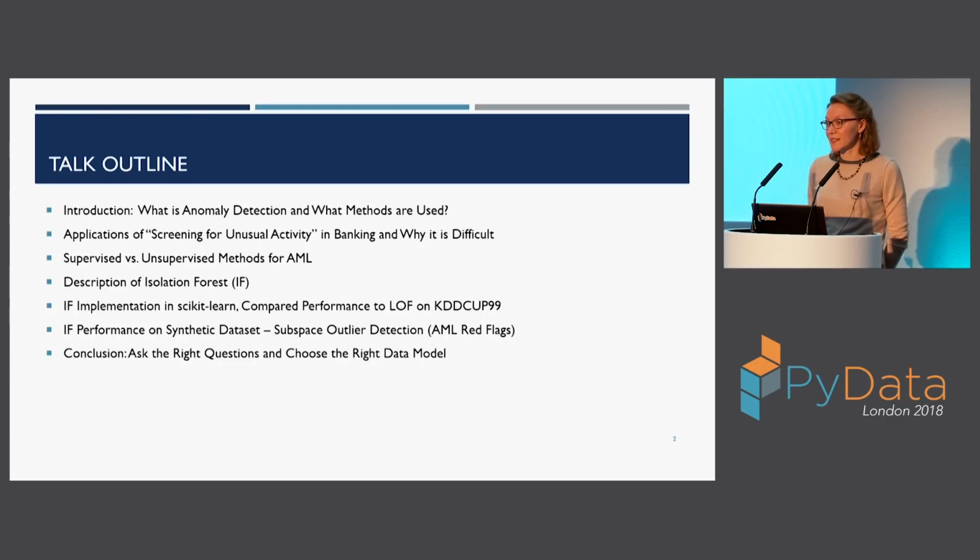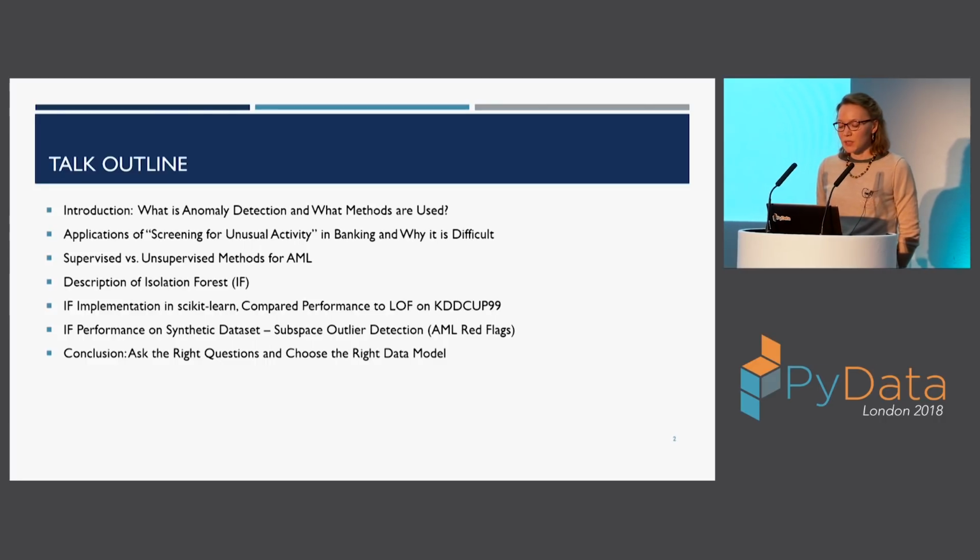I'll describe what is the isolation forest. I'll describe how it's implemented in scikit-learn, and we'll compare performance on a public data set, KDD Cup 99. Most of you probably have used that before. And we'll compare the performance to a local outlier factor.